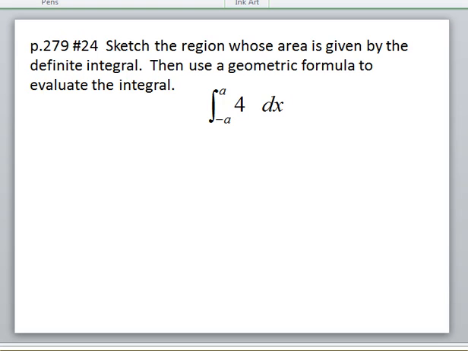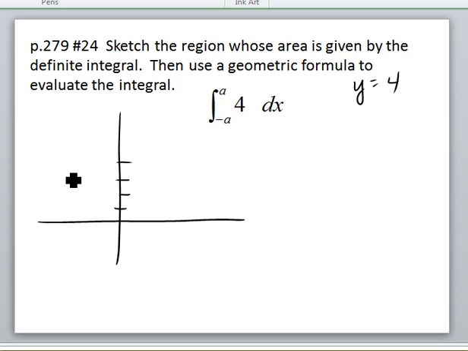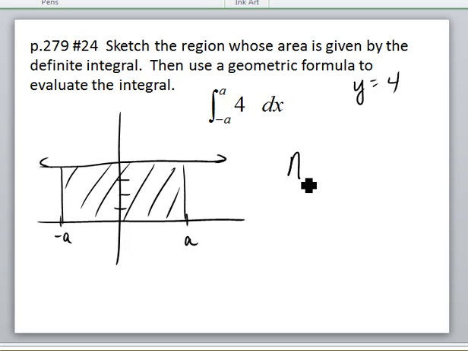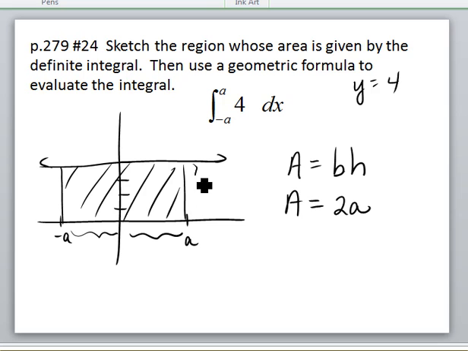The next one, what we're supposed to do is sketch this graph, and then use a geometric formula to evaluate the integral. So let's see if I can get the sketch of this picture. What I have here is 4, so that would be y equals 4. Well, y equals 4 is a horizontal line. It says to go from -a to a. We don't really know what values those are. All I need to do is find the area underneath the curve. So I'm talking about this area, and what I have is a rectangle. So I'll be finding the area of the rectangle, which is base times height. Well, the base length is a plus a, so that's 2a, times the height. Well, the height of this is 4. I might have said plus, I meant times. So the area is equal to 8a.